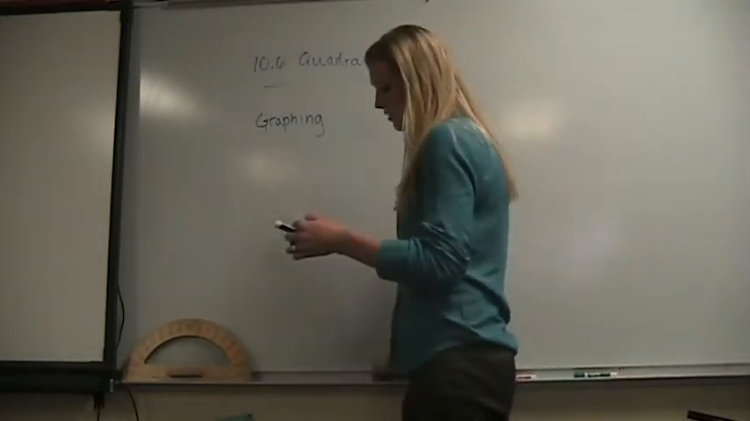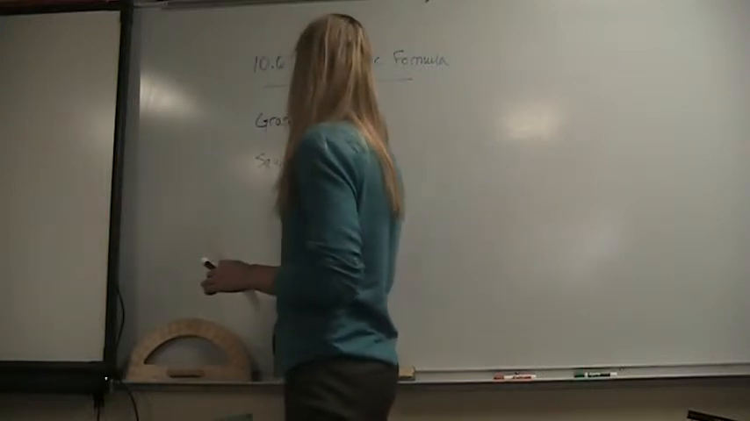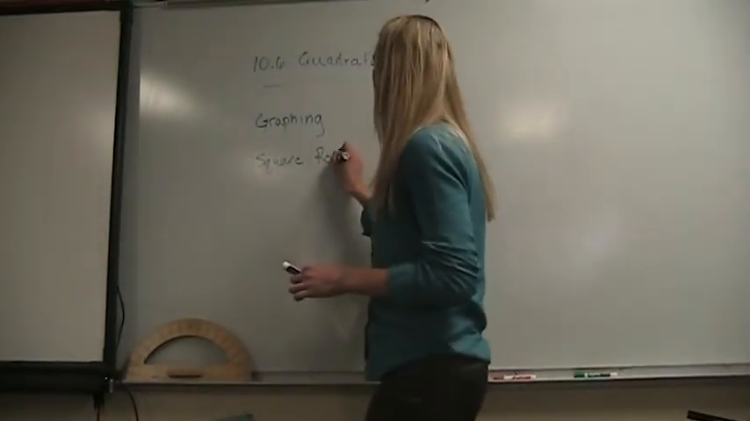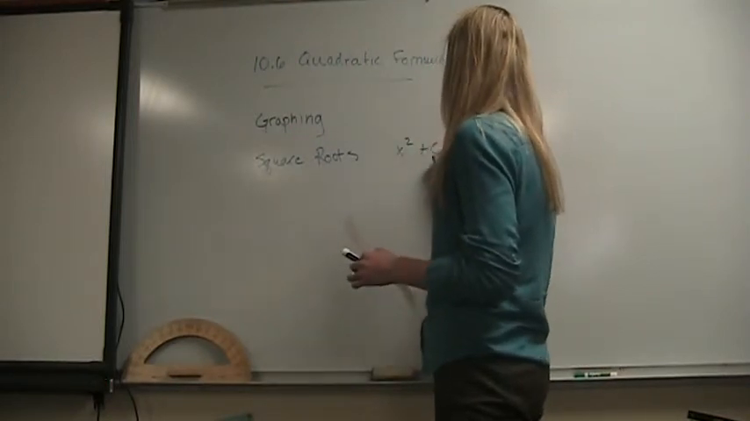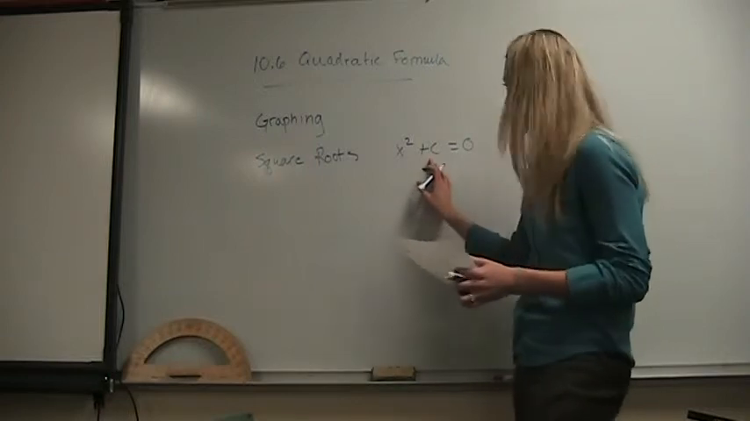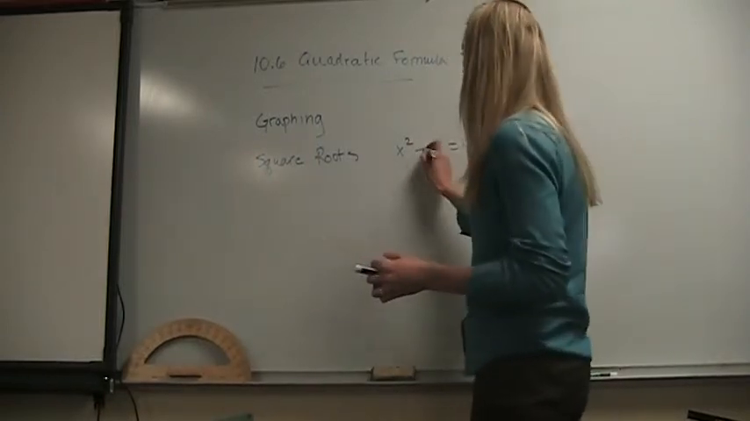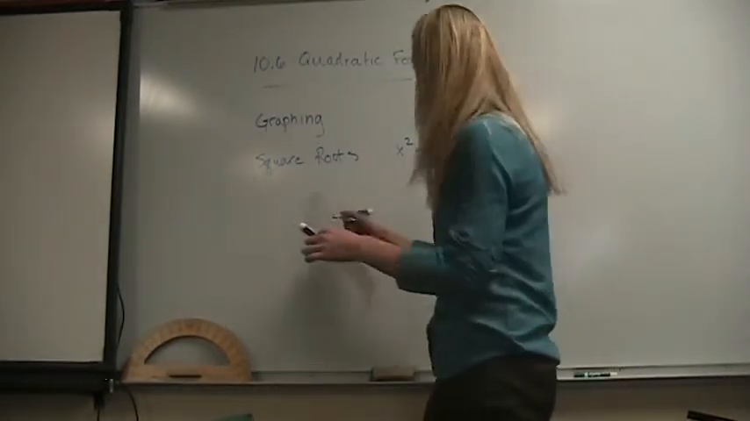Our next method we learned was square roots. We used this when we had no b term, when we had something like this, x squared plus c equals 0. Or we could take the square root of both of those, okay, or minus c, either way. So when there was no b term, that's when we used the square root method, okay?